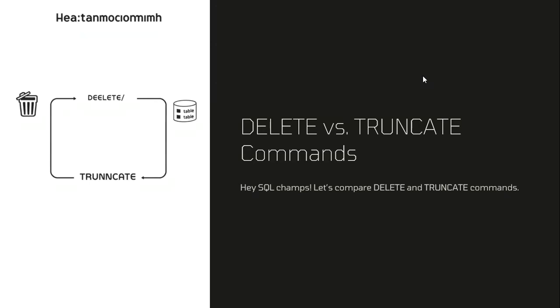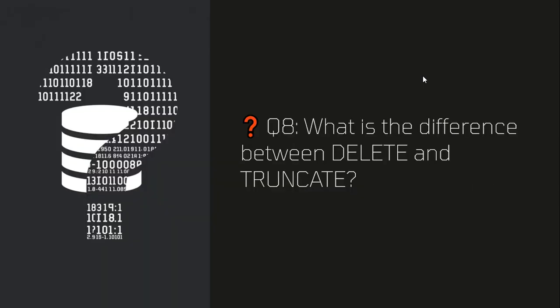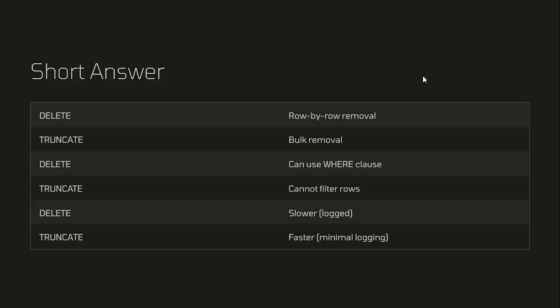And today's our most important SQL question, delete versus truncate command. In particular, the question that will be asked is, what is the difference between delete and truncate?